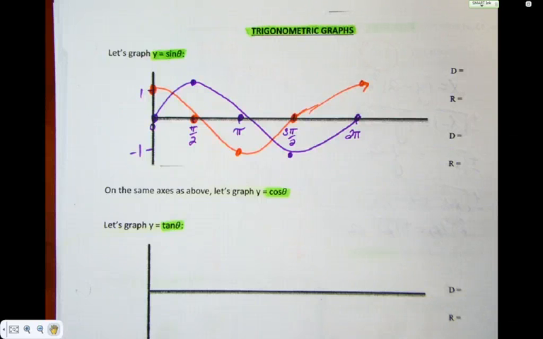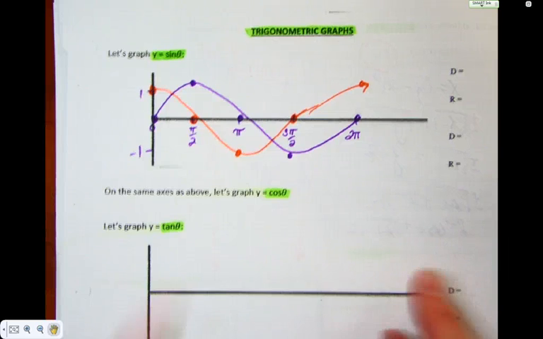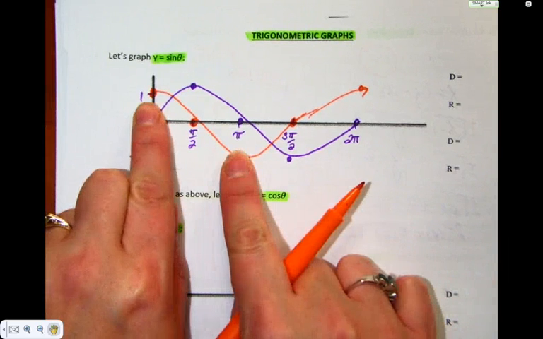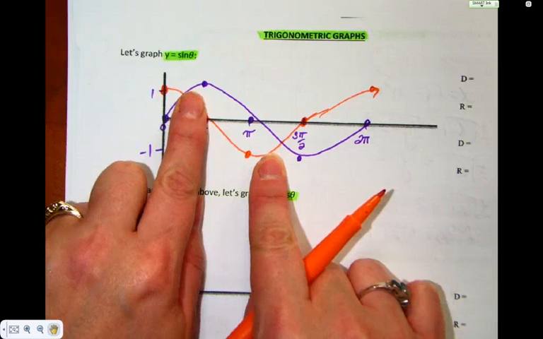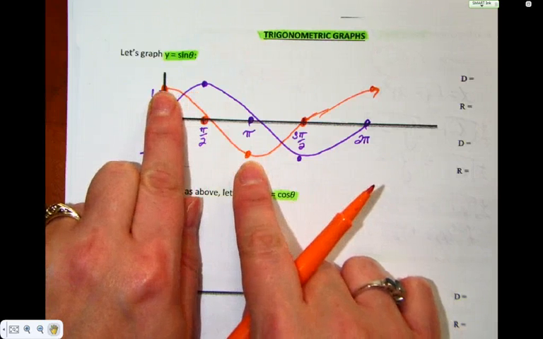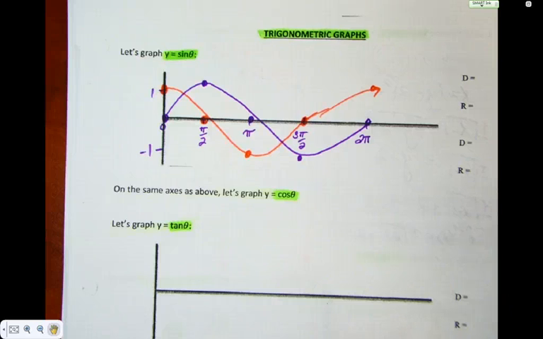What do you notice about these two? So look at them together. They're the same graph, they're just in different spots. If I were to take the cos graph and just push it over one quadrant, so if I were to do a horizontal translation to the right, it would be exactly the cos graph. Sine and cos are actually the exact same graph, they're just one quadrant apart.